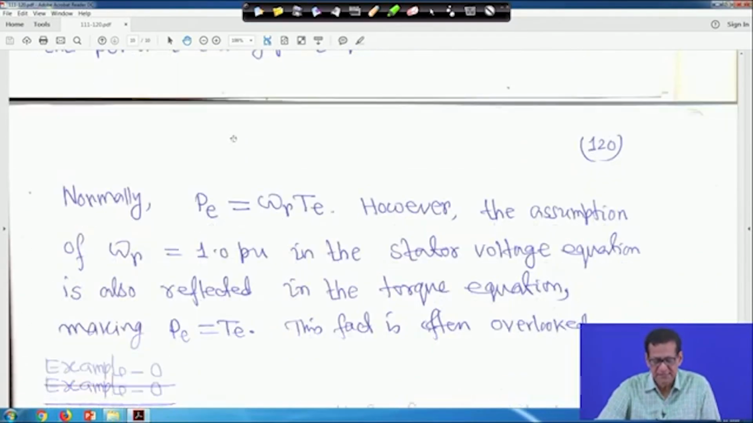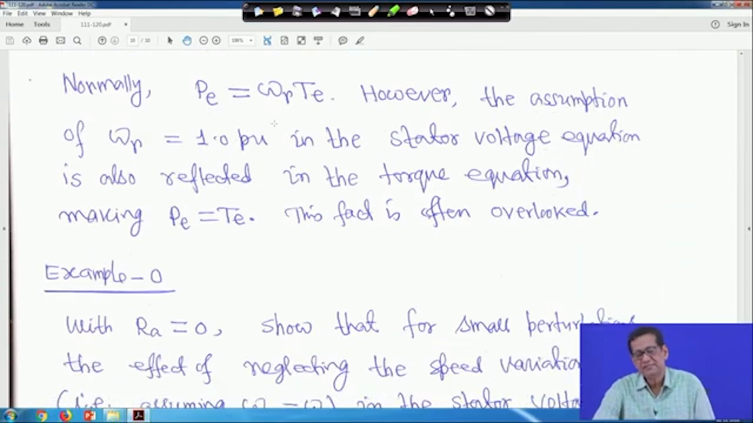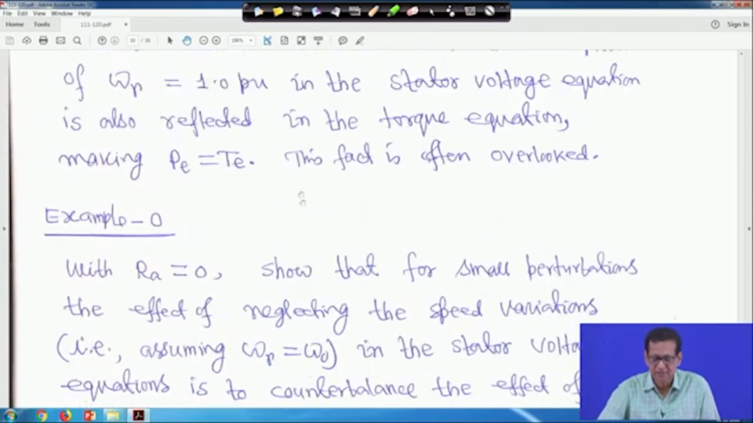So, in per unit value, power and torque both are the same. And we know the relationship normally that power is equal to angular speed into torque. Therefore, P is equal to omega r into T. However, the assumption of omega r equal to 1.0 per unit in the stator voltage equation is also reflected in the torque equation, making P equal to T. This fact is often overlooked.